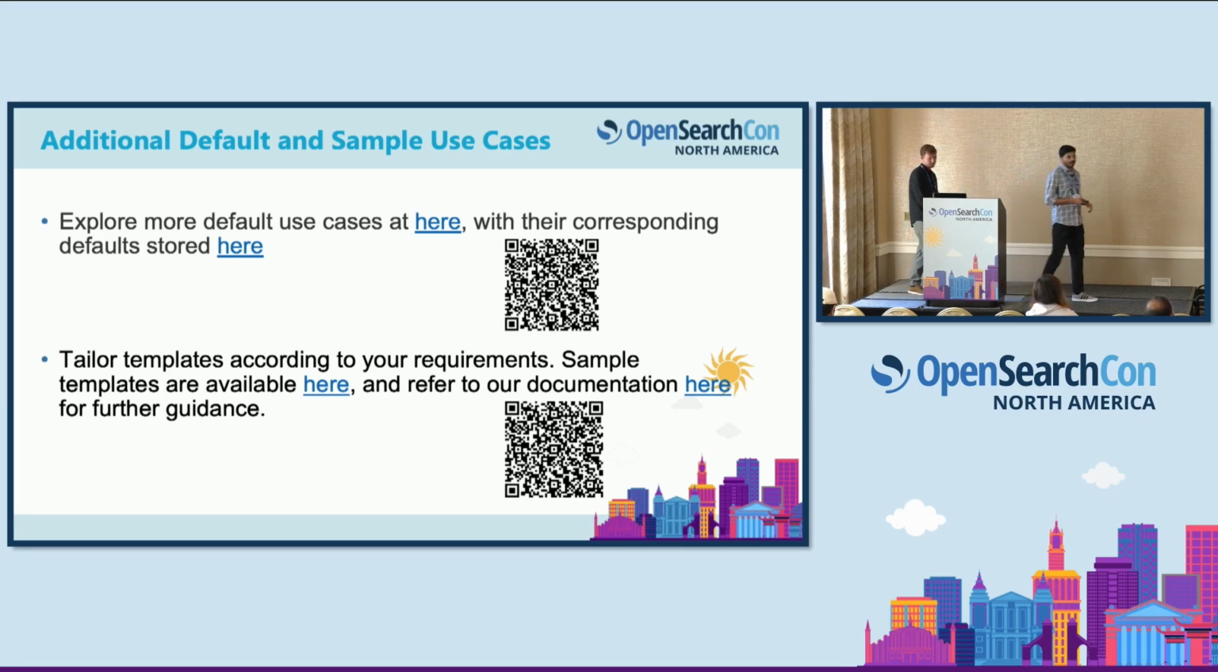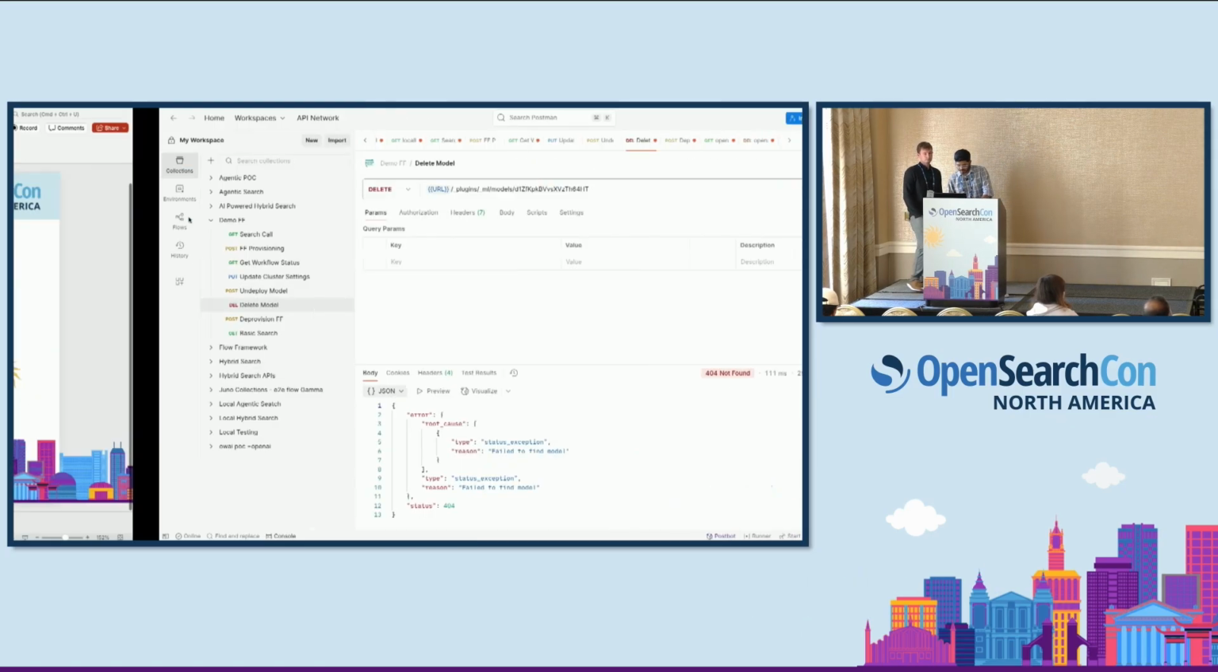These are a couple of additional default and sample use cases we have, not just hybrid search, but a bunch of them. That doesn't restrict you to using just those default templates. You can create more configured workflow templates, like RAG with conversational search or multimodal search. All you need is a sample workflow template. To show that quickly, I will show you what one of the sample templates looks like.